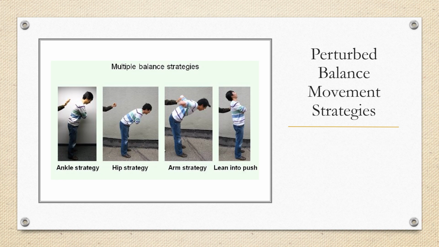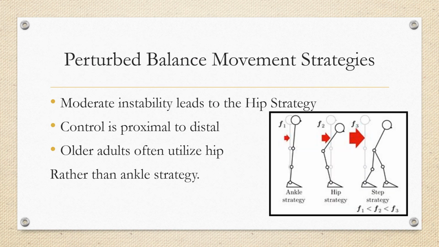Now the center of gravity is moving much further away from the center, and therefore they're at much higher risk of falls. The next one would be the arm strategy. So again, putting the arms out to stabilize. And then the last one here shows leaning into the push to try to counteract that balance disturbance. So again, showing the ankle strategy, hip strategy, and then step strategy, which we'll talk about in a moment.